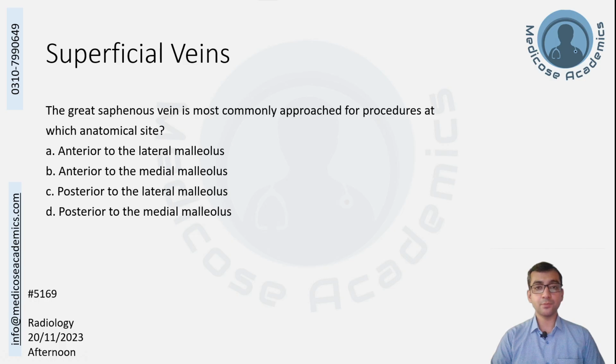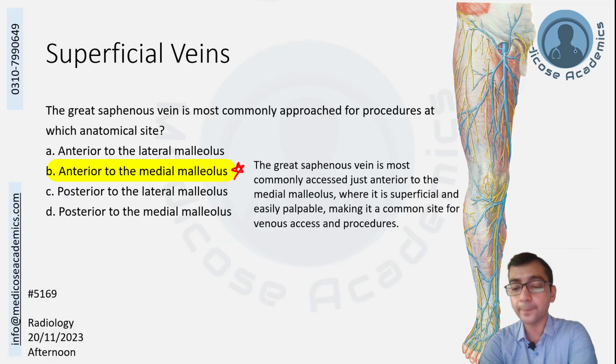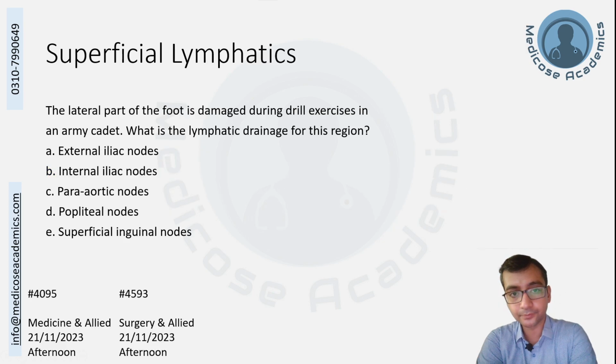The great saphenous vein is most commonly approached for the procedure at which anatomical site? We just saw that the great saphenous vein starts from the dorsal venous arch and passes in front of the medial malleolus, anterior to the medial malleolus. This is a very important point from an exam point of view and from your clinical practice point of view. It passes anterior to the medial malleolus where it is approached, so that landmark is very commonly used for cannulation and for venous cut downs.